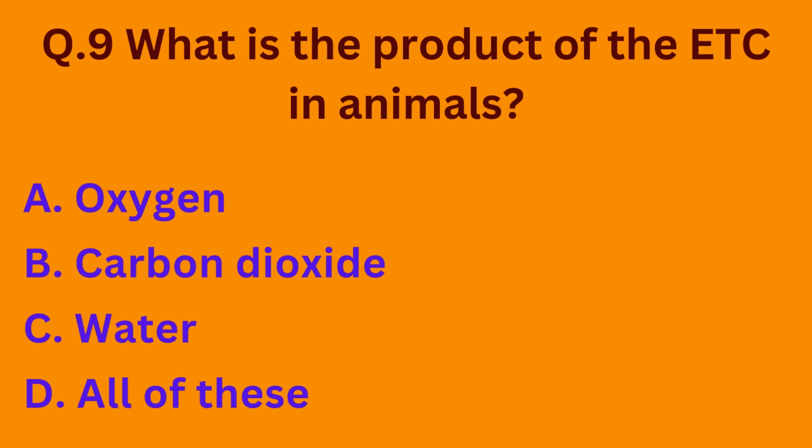Coming to next question, question number 9. What is the product of the ETC, electron transport chain, in animals? Option A oxygen, option B carbon dioxide, option C water, option D all of these. So the product of the electron transport chain in animals is water. The correct option is option C.